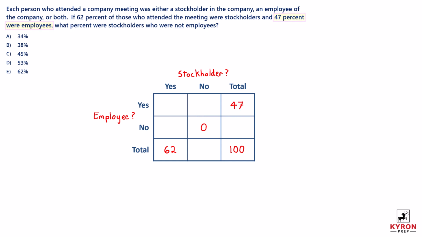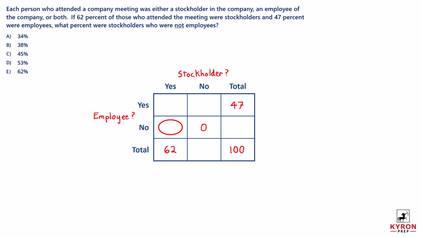And finally, the question is asking what percent were stockholders who were not employees? Well, the stockholders are in this column, and within it, those who are not employees are right here. So let's put an oval in this box to mark that this is the quantity we're looking for. And now we're ready to solve this.